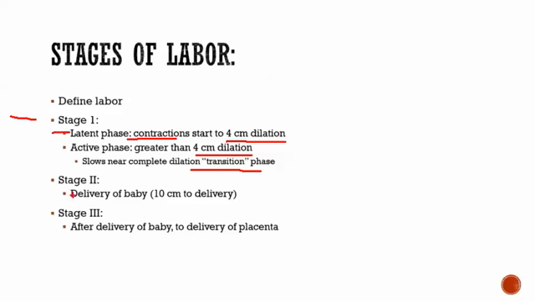Stage 2, so now that's delivery of the baby. So 10 centimeters fully dilated up until delivery. This can be divided up into a passive part, so that you're fully dilated, but you're not actively pushing, and then an active part. That's the active pushing. Stage 3, delivery of the baby to delivery of the placenta.